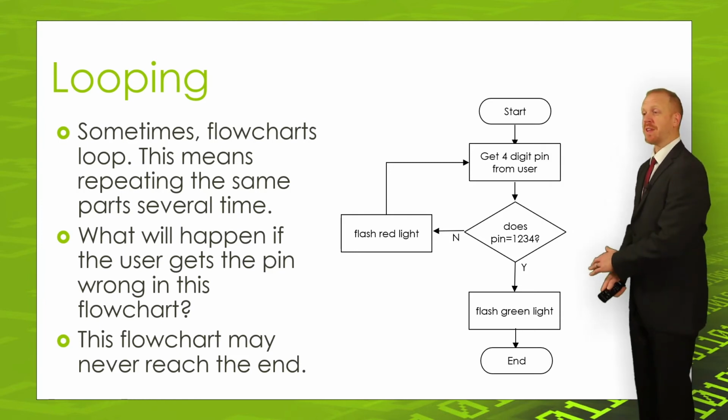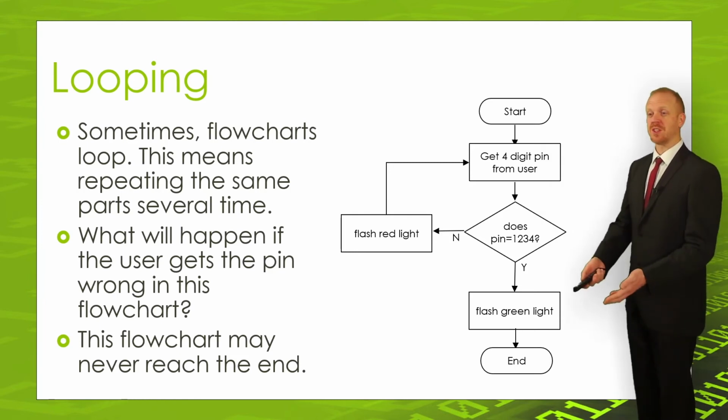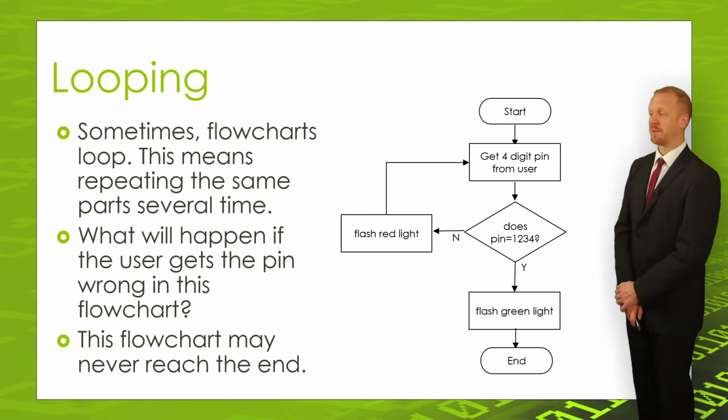So in other words, it will never get to the part of the program where they manage to continue with it unless they get the PIN right. And that kind of loop is very easy to follow on a flowchart.